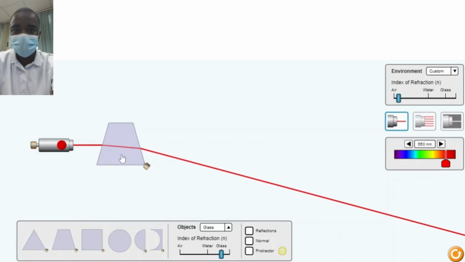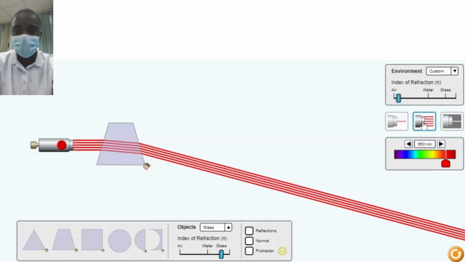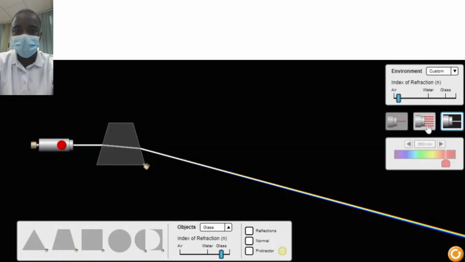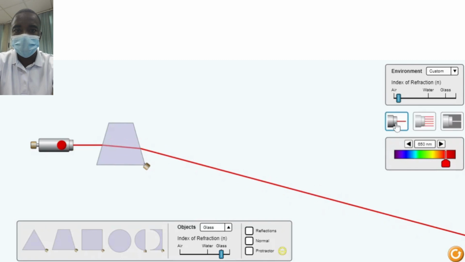The wave detector allows students to visualize the wave nature of light as it travels through different media. Students can observe how the wavelength and frequency of light change as it refracts and disperses, reinforcing their understanding of the wave properties of light.